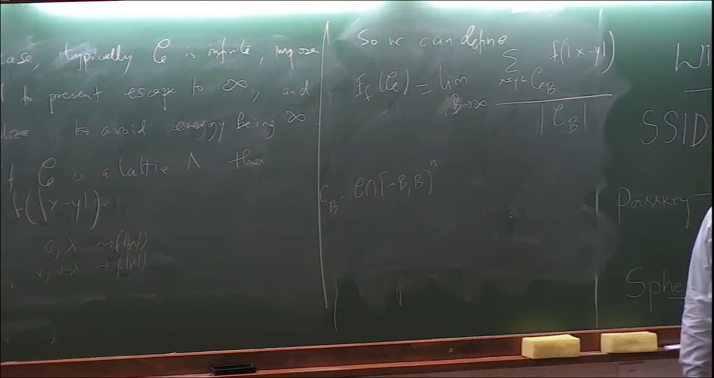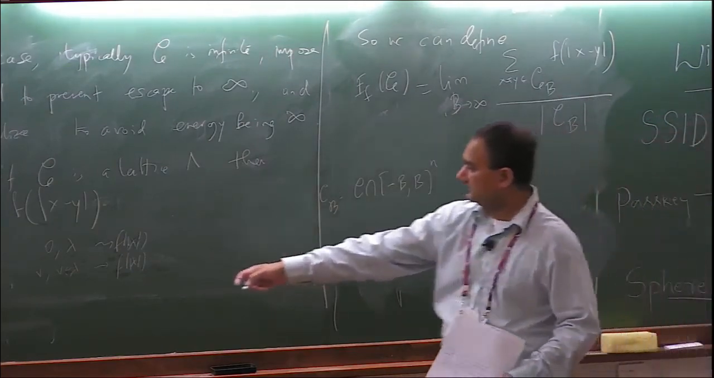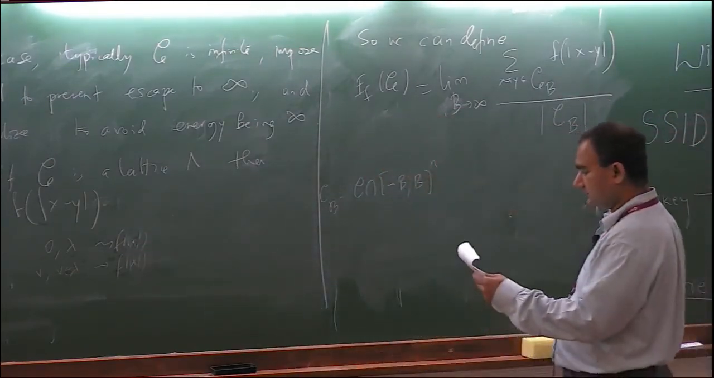That's one way to normalize, and that's the sort of obvious way to normalize. So you don't count everything more than once; everything is counted exactly once.